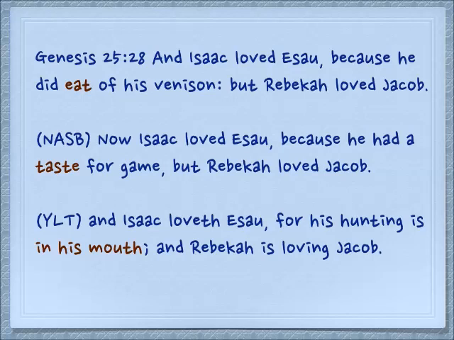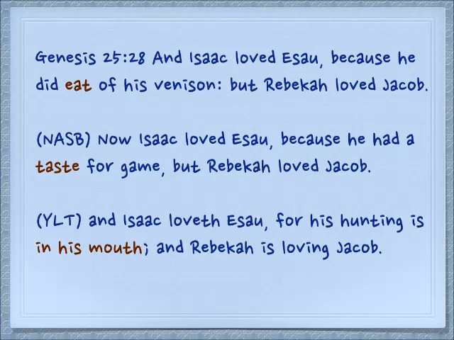Genesis 25:28, and Isaac loved Esau because he did eat of his venison, but Rebekah loved Jacob. But the word there is pe. So we see two even better translations. The NASB says because he had a taste for game, it was in his mouth, or even Young's Literal, his hunting, as Esau's hunting, was in Isaac's mouth.